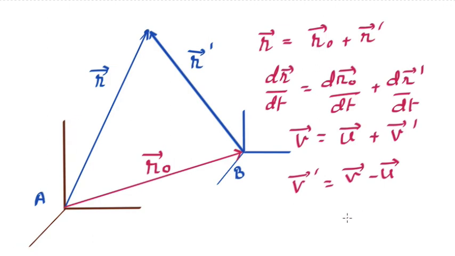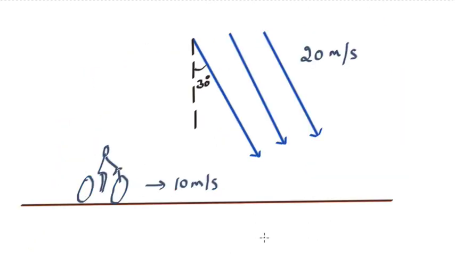How do we use this to solve our rain problem? Let's go back to the rain problem. This was the problem. Rain is coming down at an angle of 30 degrees with the vertical, and a cyclist is moving at 10 meters per second. What are the two frames of reference? Here we have observer A standing on the ground, and from his point of view, the rain is coming down at 30 degrees with a velocity of 20 meters per second. And with respect to him, the cyclist is moving at 10 meters per second.